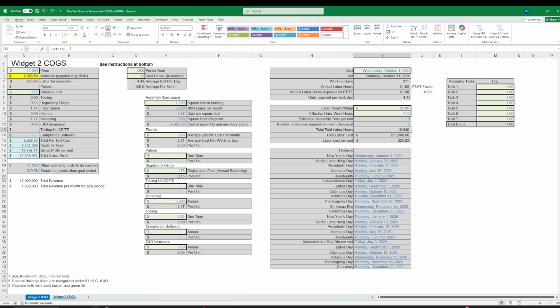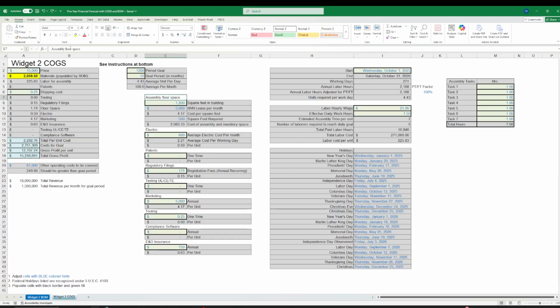This takes the number of labor hours that you're going to have to pay to get the units produced over the course of that time period, which in this case is 10,840 hours. If you're paying $25 an hour, you're going to spend $271,000 in labor. Then this calculates the labor cost per unit, so it's total labor cost divided by total number of units. If we go over here and put this up to 5,000, you can see it drops a little bit.